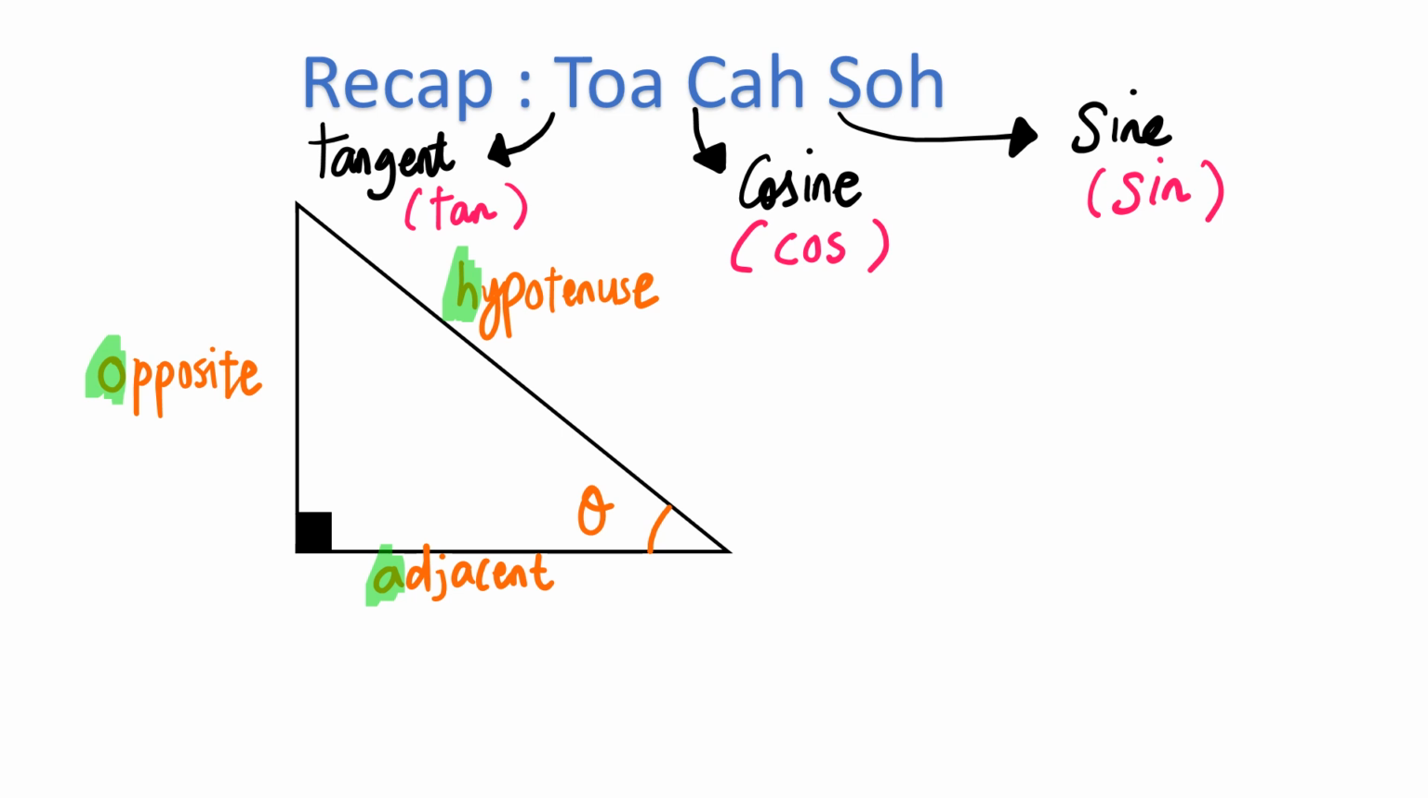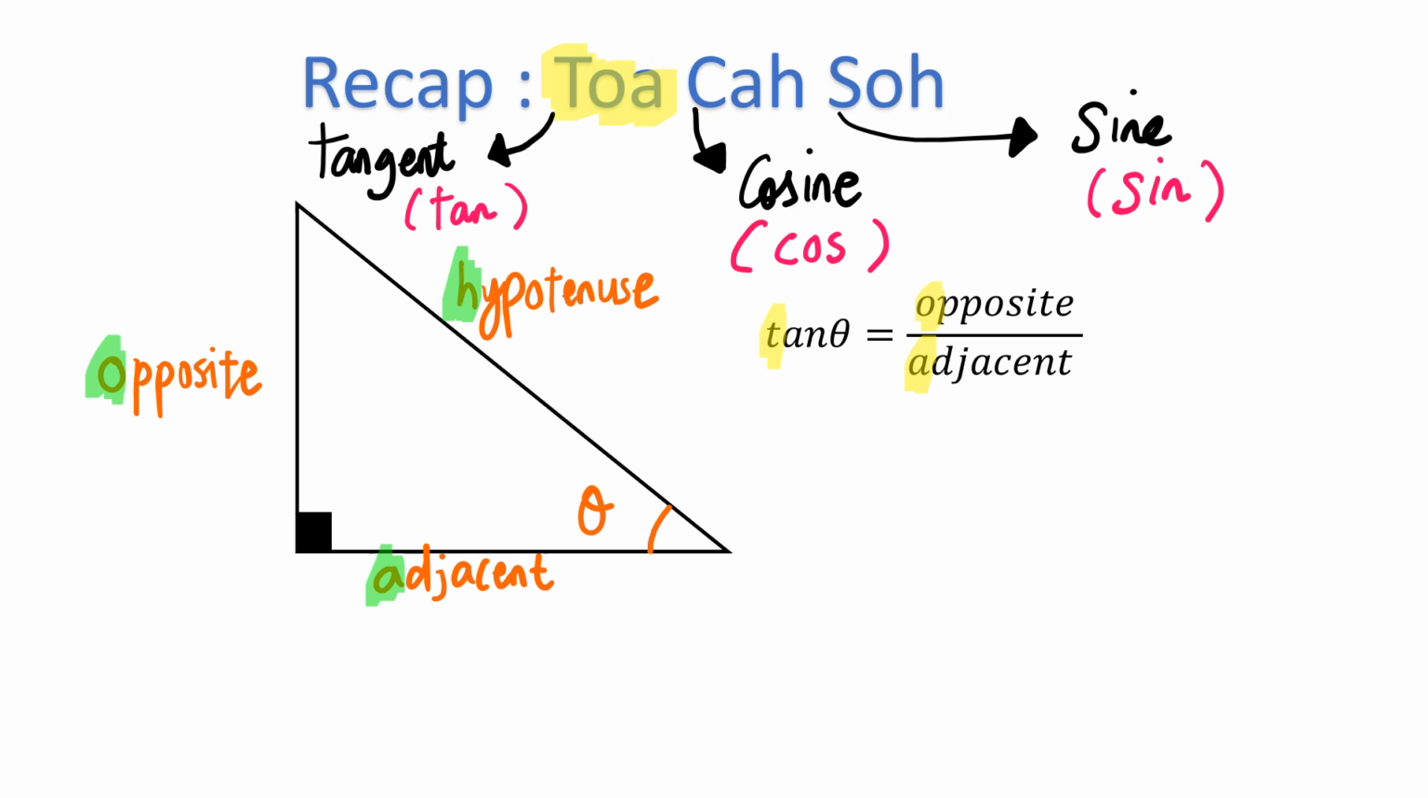Alright, so what does TOA mean? TOA means the tangent of an angle. So let's say, for example, this angle that we're interested in is theta. So tangent theta is equal to a ratio. It's by taking the length of the opposite side over the length of the adjacent side. And the value you get is equal to tangent theta. Right, so TOA, that forms the letters TOA.